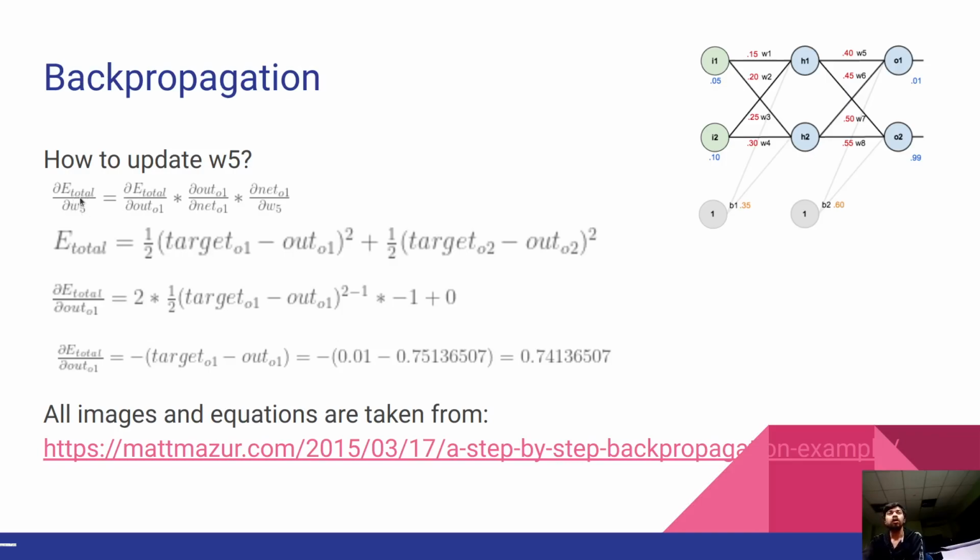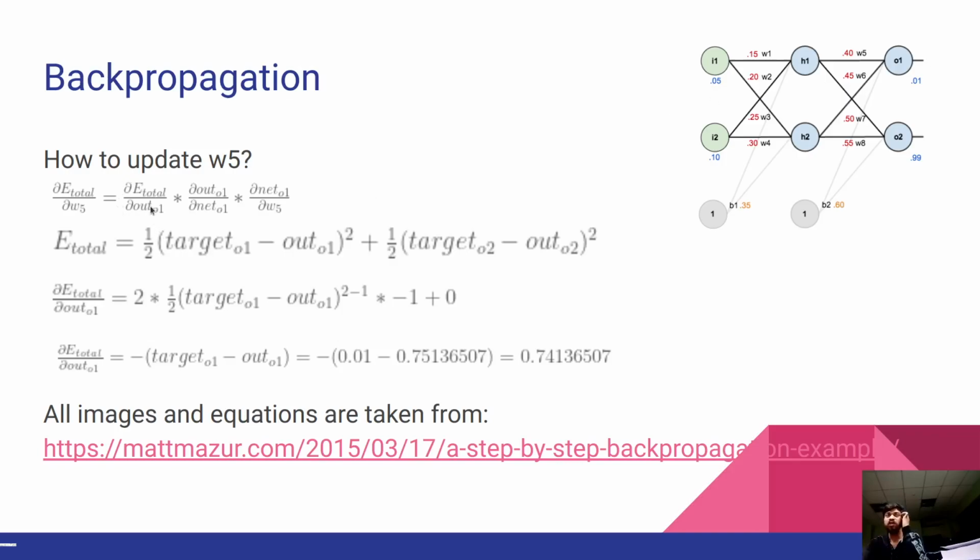So we can do one thing. E total is the summation of these two. W5 is going to O1, right? So we can try to do it with respect to O1. So we have to find at first the error of O1.